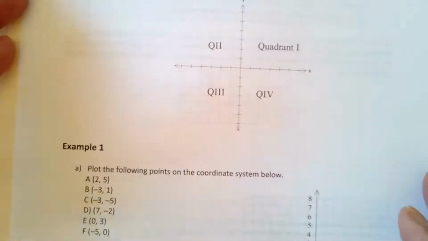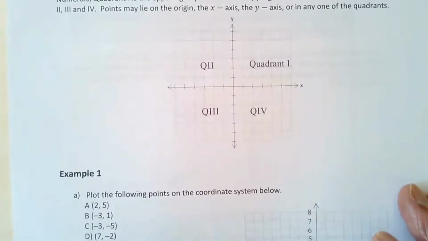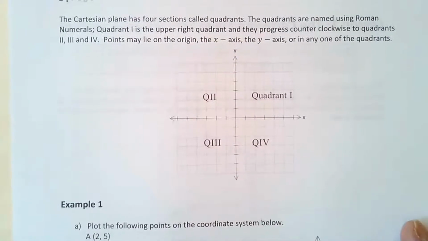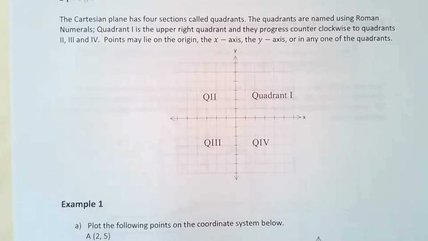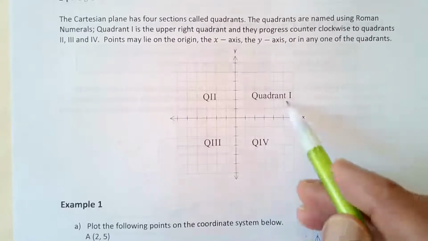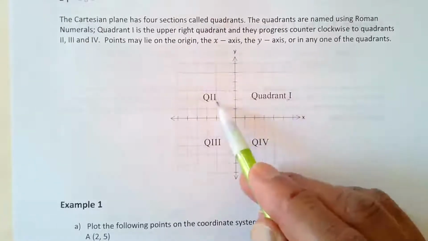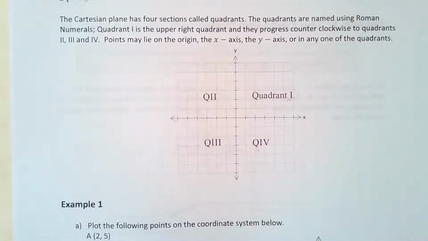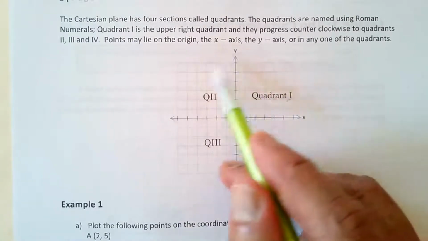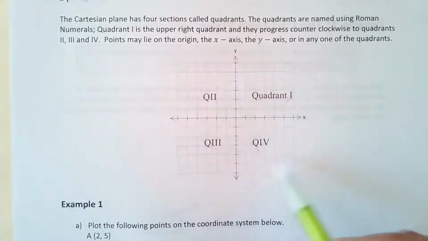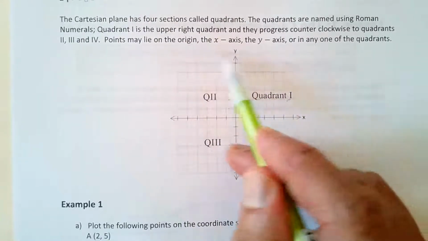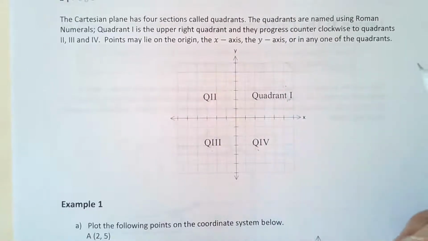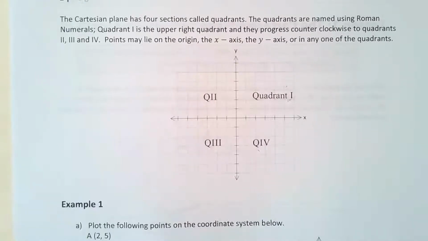As I mentioned earlier, we have the 4 sections in our coordinate plane. And notice they're named after Roman numerals, 1, 2, 3, 4. And they're labeled counterclockwise, going to your left, starting from quadrant 1.